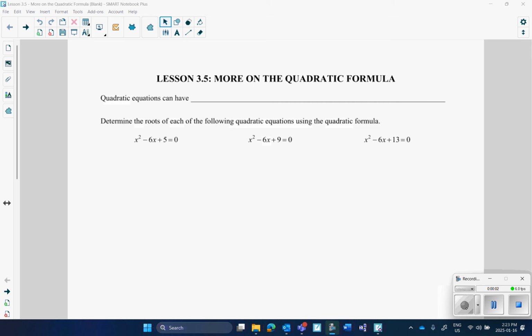So by the test, it looks like you guys are pretty familiar with how to use the quadratic formula to solve equations.